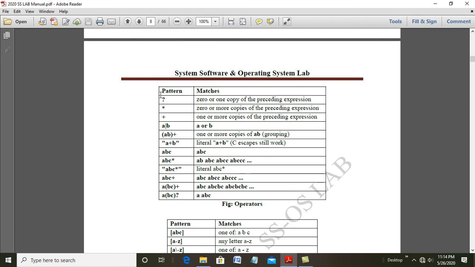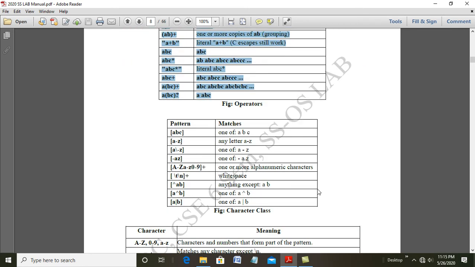And again, here are some examples. The question mark represents 0 or 1 copy of the preceding expression, star represents 0 or more copies of the preceding expression, and plus represents 1 or more. Like that, different combinations of expressions are represented. This is just to identify what exactly regular expressions and patterns are going to be represented for your given application of system software.